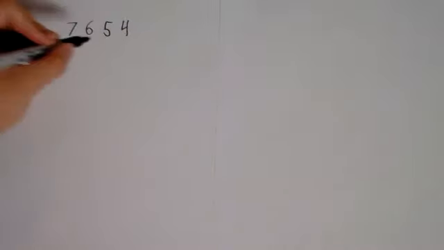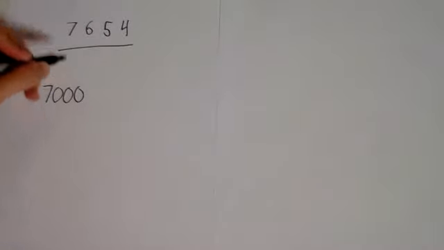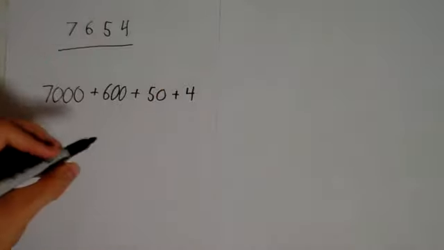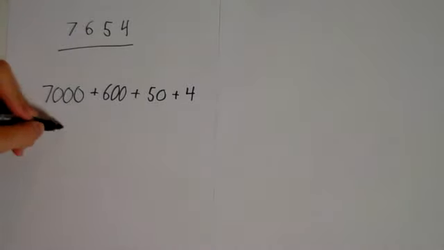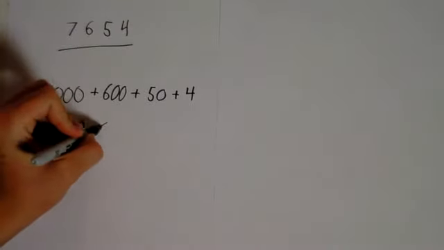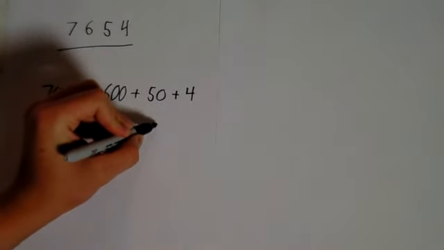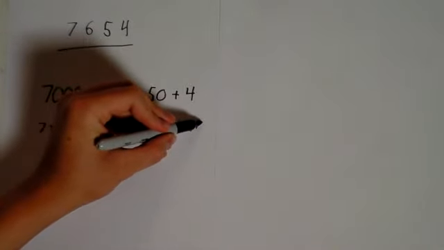When we have a number, like, say, 7,654, what we really mean by this thing is 7,000 plus 600 plus 50 plus 4. Now, that 7,000 is 7 times 1,000, right? Then we've got plus 6 times 100 plus 5 times 10 plus 4 times 1.